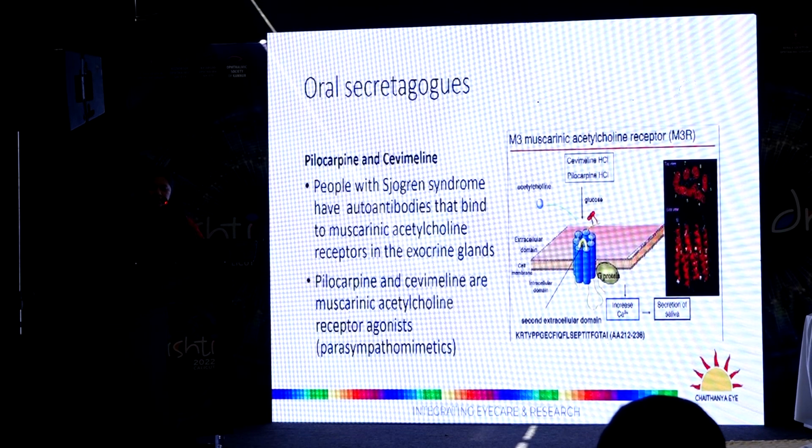Oral secretagogues which are used are pilocarpine and cevimeline. People with Sjogren's syndrome have autoantibodies that bind to muscarinic acetylcholine receptors in the exocrine glands. Pilocarpine and cevimeline are muscarinic acetylcholine receptor agonists which help in tear secretion.